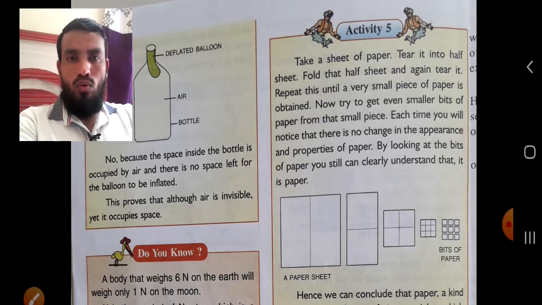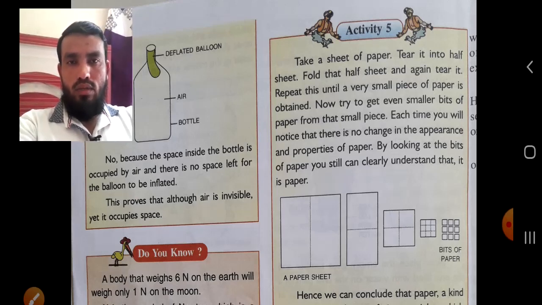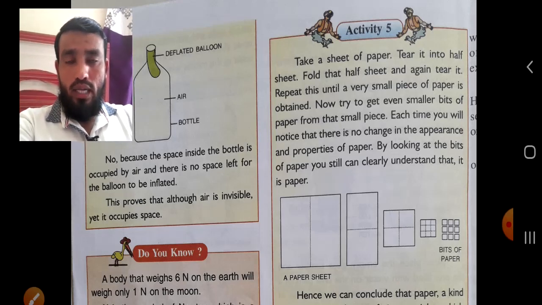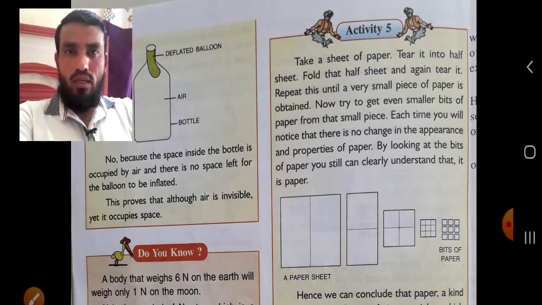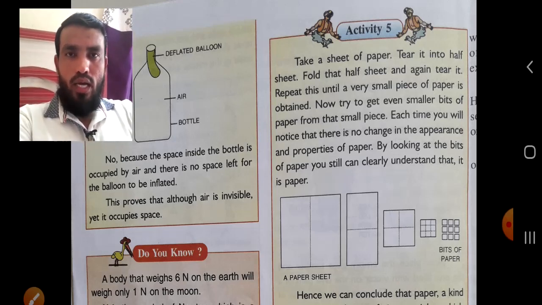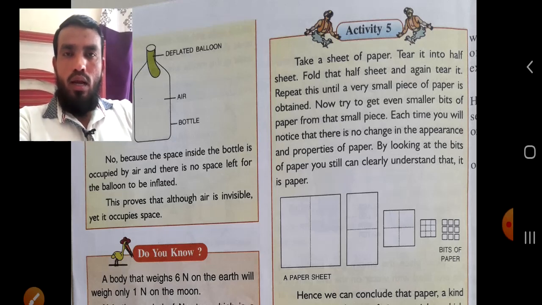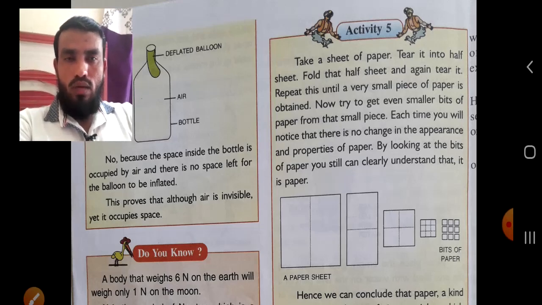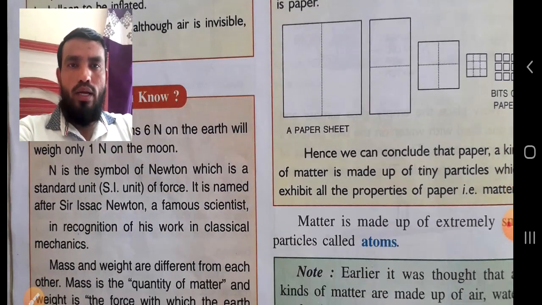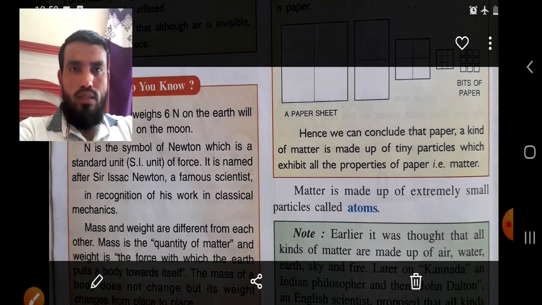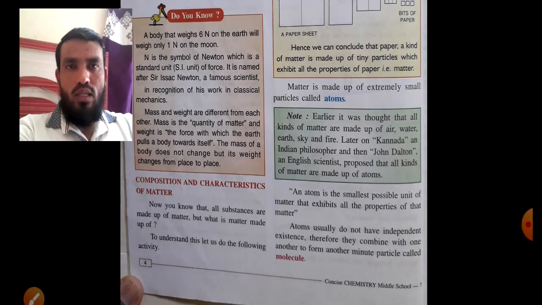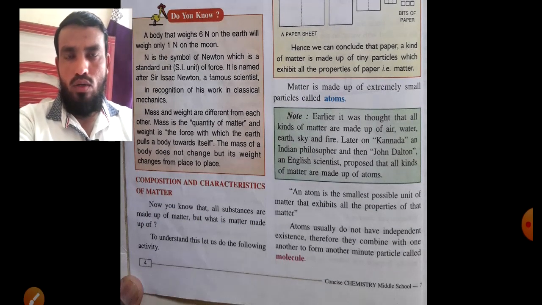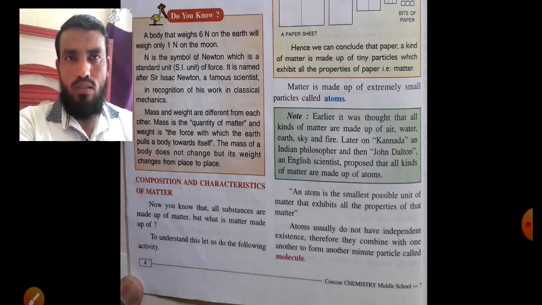And so it proves that although air is invisible, yet it occupies space. When you look at any empty container or empty bottle, we may think there is nothing inside, but no, there is air present in the empty container, and air's molecules also occupy space and have mass. That is why more air cannot go inside the bottle. So these are some activities which prove our definition that matter has mass and occupies space.